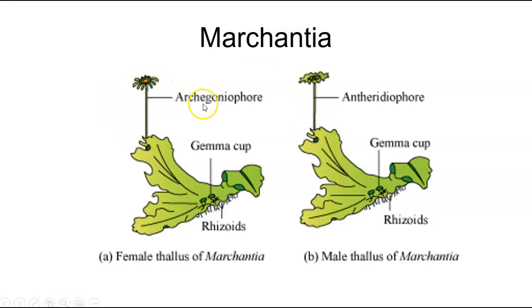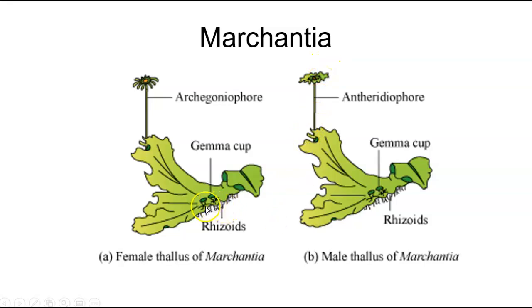This is called an archegoniophore. This is going to be sort of like the female structure. It's going to contain the eggs. And this is the antheridiophore. This is going to contain the sperm. So this is a male structure.